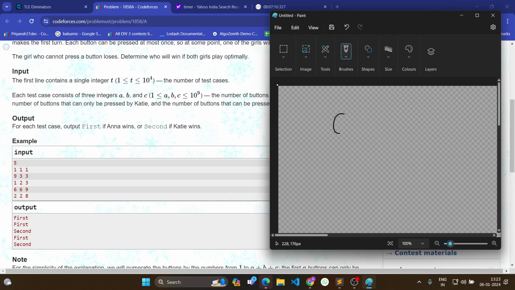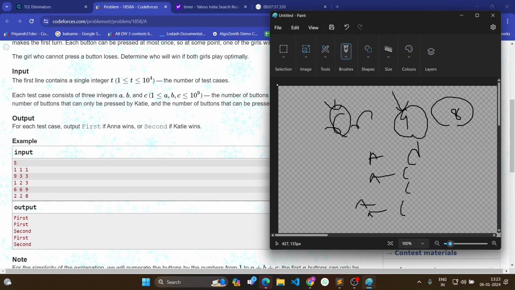Okay, another test case. 6, 6 and 9. Let's say all of them press these buttons, and now there are an odd number of buttons. So who will get the chance if there are an odd number of buttons? If it is an even number, it goes Anna, Katie, Anna, Katie, Anna, Katie, Anna, Katie, right? And now it's Anna's turn to press a button. Otherwise, if it's an odd number, then Anna has already pressed, and now Katie has to press. So that means one extra button goes to Anna. Okay, and now she'll press her button.